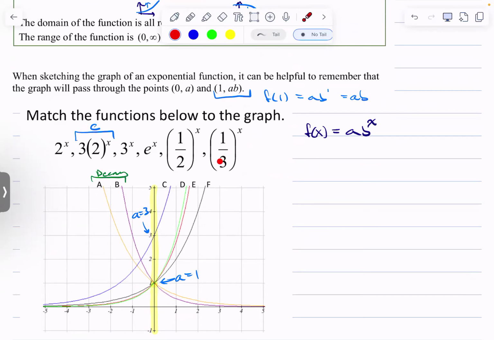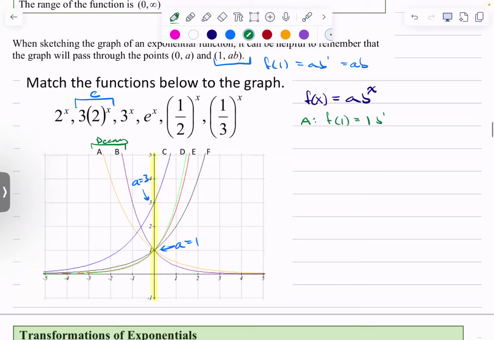Now we need to figure out, a is 1 for both of these, right? And so let's figure out for graph A, I know that f of 1 is 1 times b to the power of 1. F of 1, oh, it's not that easy to tell, is it? Well, we'll have our best guess here.